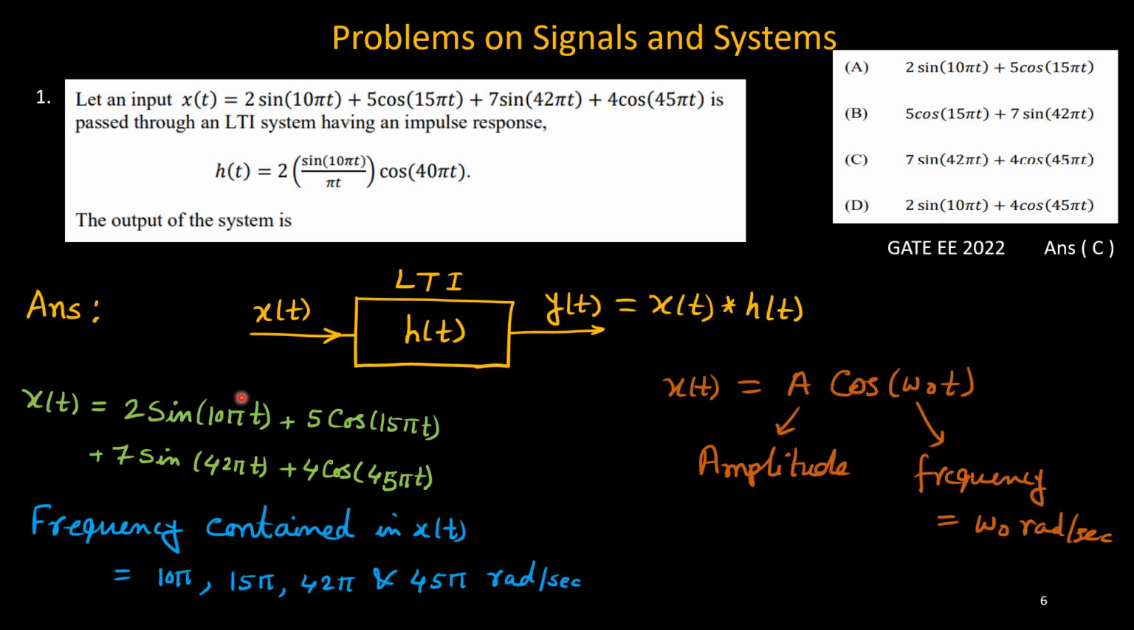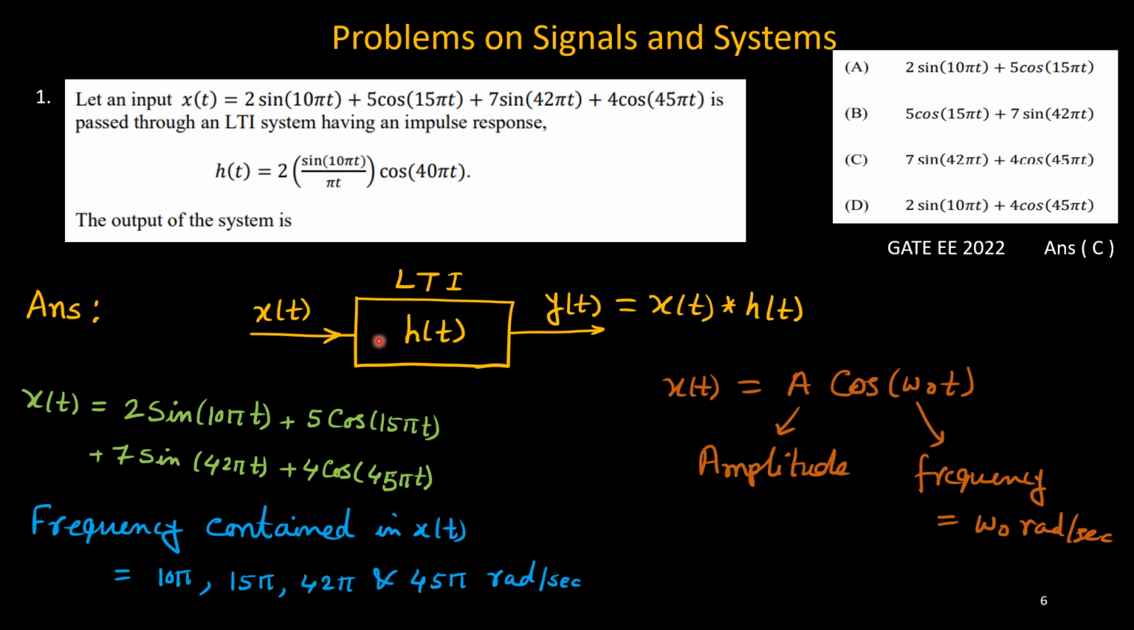If I compare this signal, we can see that one part is 2 sin 10πt. Thus, this component has one frequency, 10π radian per second. The second component has 15πt, so its frequency is 15π. Similarly, the third has 42π frequency, and the last one has 45π radian per second. So these 4 discrete frequencies are there in the signal x(t).